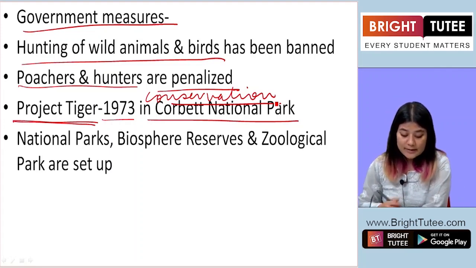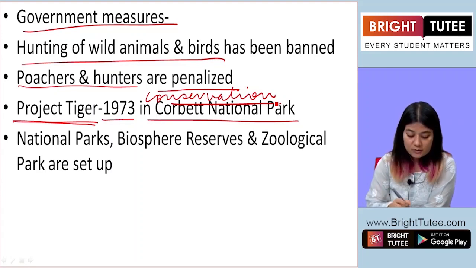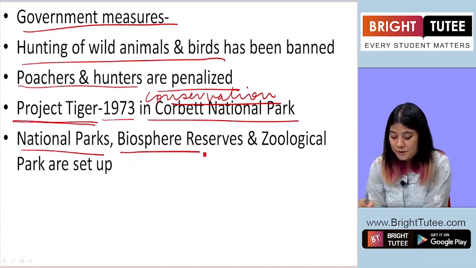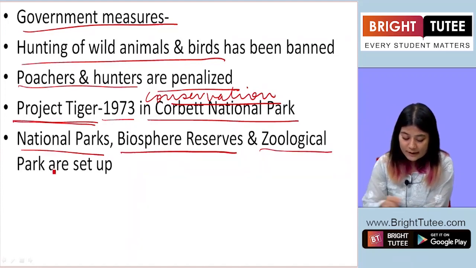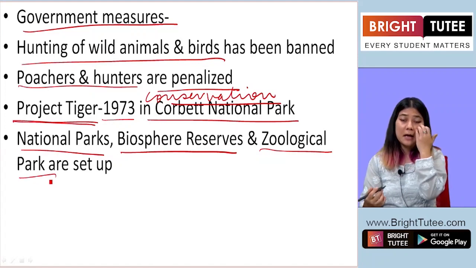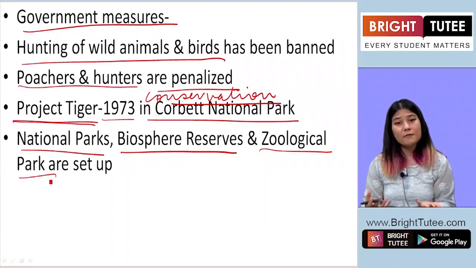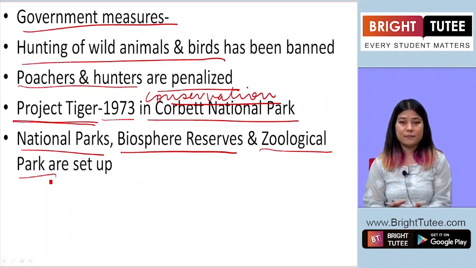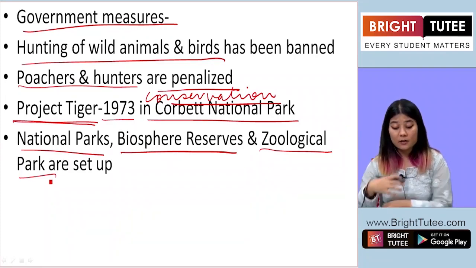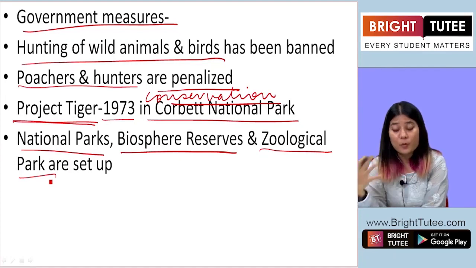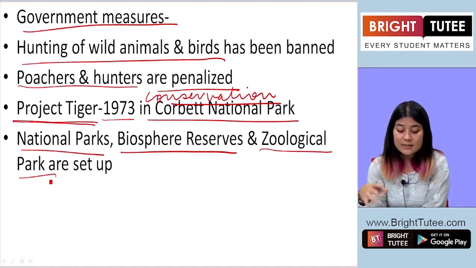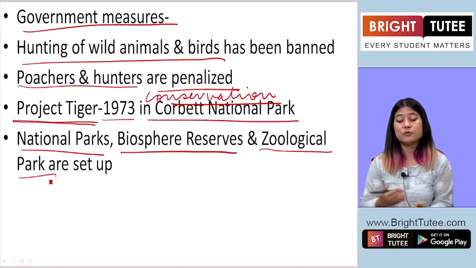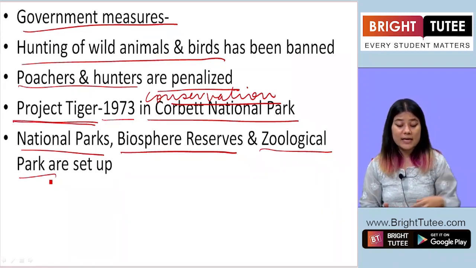By the establishment of national parks, biosphere reserves, zoological parks, and other such areas, the government also aims to protect the wildlife from poachers. So these are some of the measures that the government has taken in order to conserve the wildlife in India.